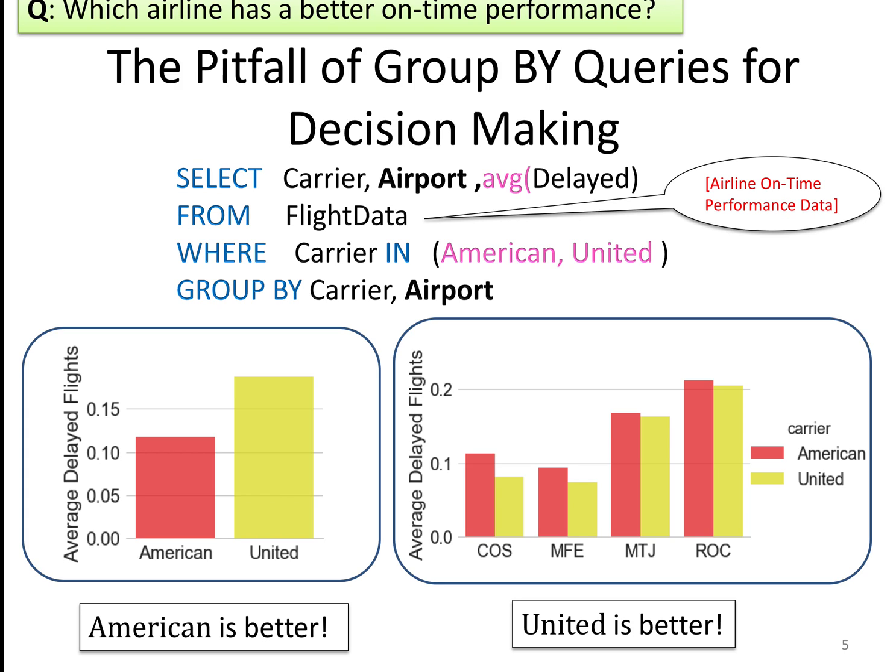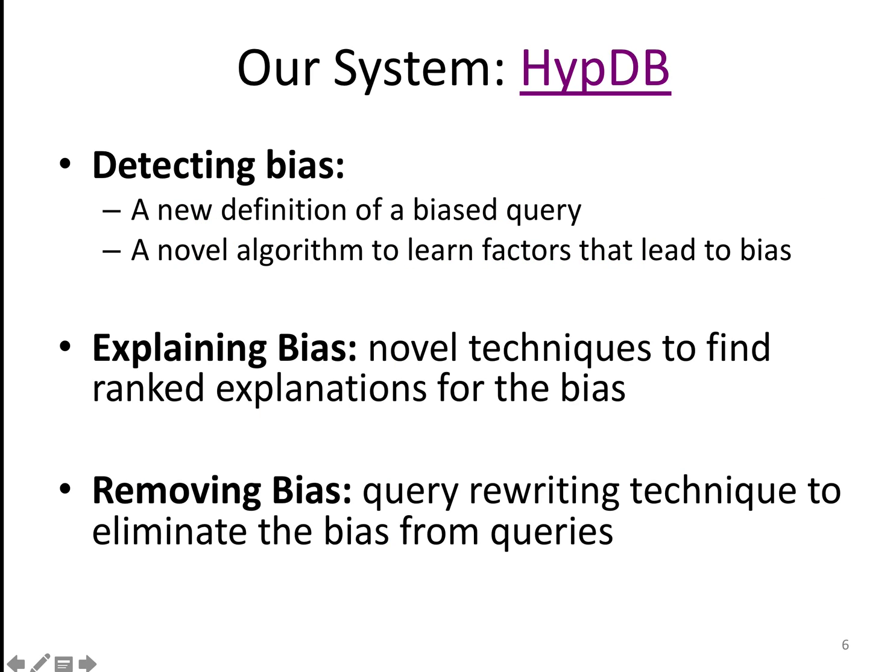Given a group-by query used for decision making, we detect whether it is biased, we measure and report the bias, and we automatically repair the query to remove bias. Specifically, we propose HypDB, the first database system which detects, explains, and removes bias from OLAP queries.